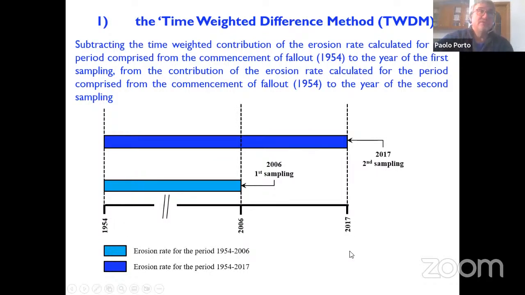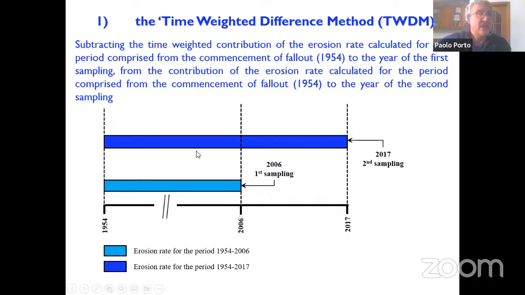I would remind you that the cesium-137 traditional approach gives you the value of soil erosion in tons per hectare per year. So if we integrate this information for the whole time window, for the first and the second time, what does it mean? If I multiply, for example, the value obtained in 2006, in tons per hectare per year, times the number of years, I will get the total amount of soil eroded in those years.